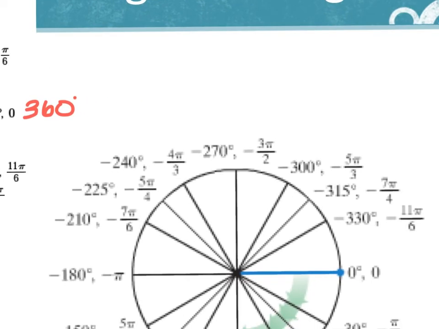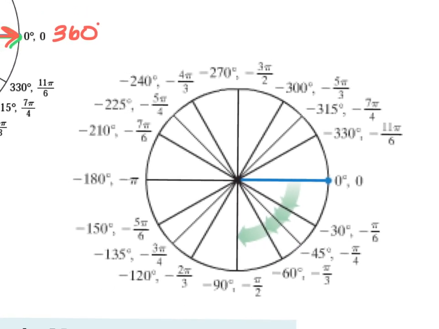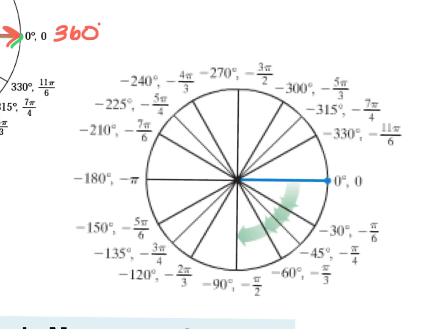Those are positive. Negative goes around the other way, so it goes clockwise, which means that this is your 0. This would be a negative 90. This is a negative 180. This is a negative 270, and then this would double back around to be a negative 360. So positive goes around counterclockwise, negative goes clockwise.